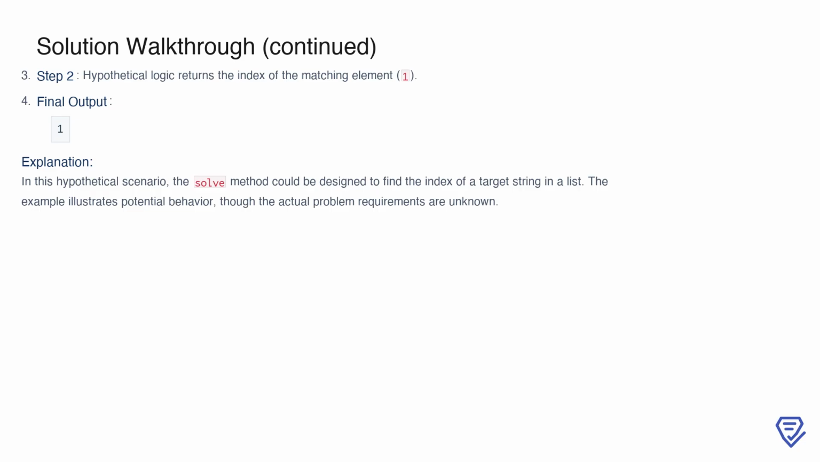Finally, in the second step of this hypothetical scenario, the method would return the index of the matching element, which is 1. This indicates that the target string banana was found at position 1 in the list. The output reflects how the method might behave if logic were implemented to solve a specific problem. While we don't know the exact requirements of the problem, this example gives us a sense of how the method could process inputs and return meaningful results based on a defined purpose.